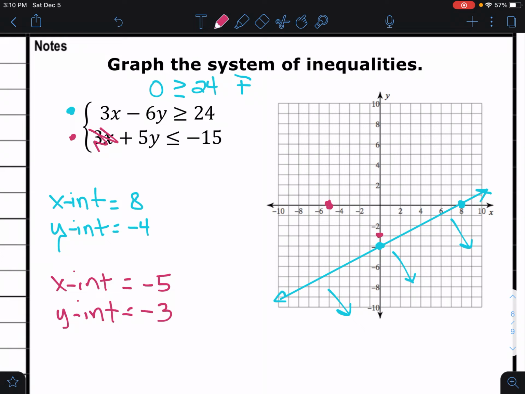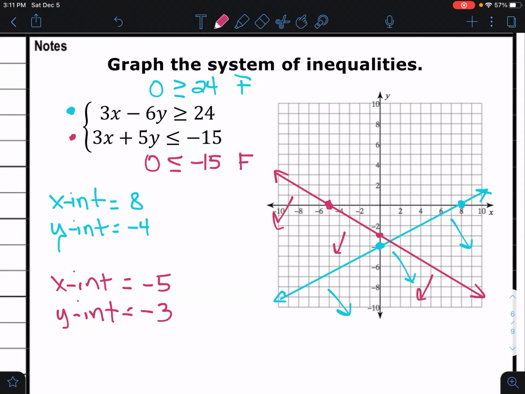Okay, now I want to draw my line. Again, this is going to be, I guess I can erase this. This is going to be a solid line. Okay, that's pretty good. Leave that. And then which way do I want to shade? Well, if I put a 0 here and a 0 here, that gives me 0 is less than or equal to negative 15. Once again, this is a false statement. So away from 0, 0. If it was true, we would shade at this side 0, 0 is on. So I'm shading this way.